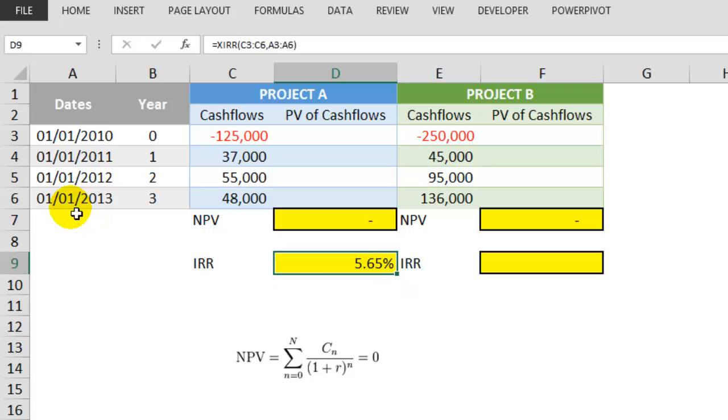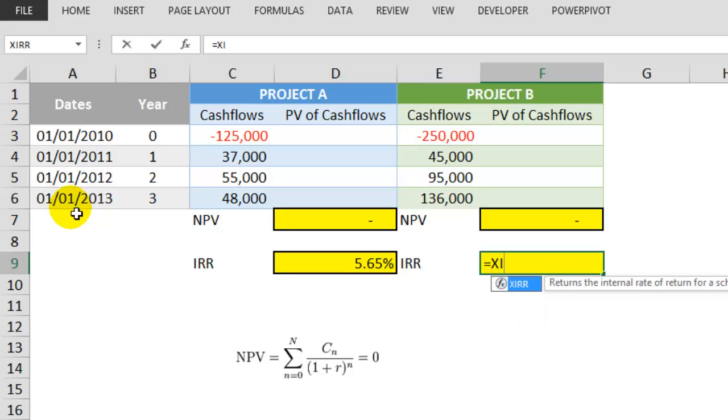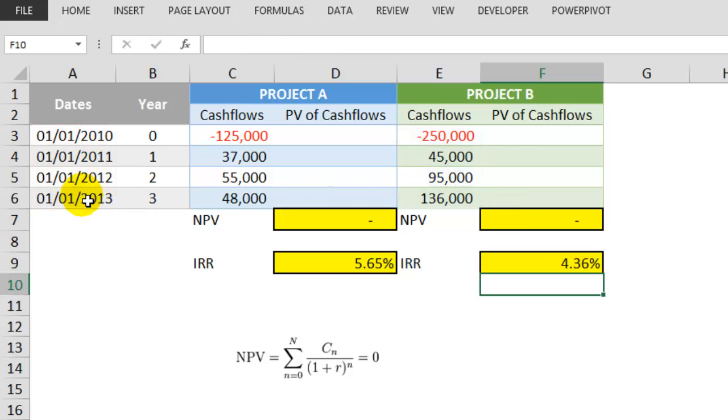So for project A, I'm getting an internal rate of return of 5.65%. Let's calculate this similarly for project B. Equals XIRR, my values, my dates, and enter.